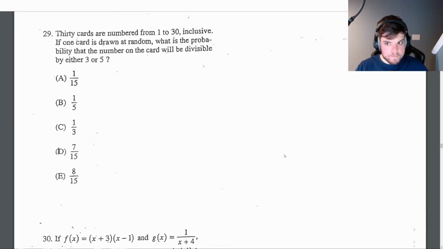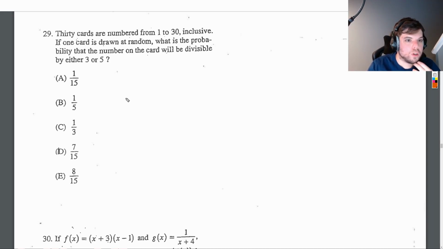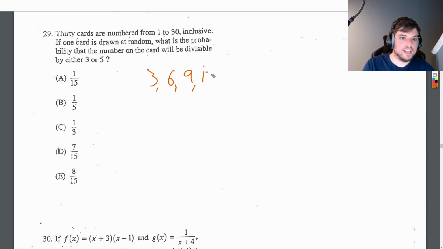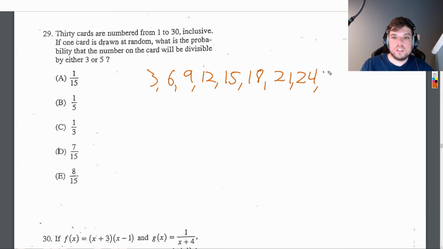29. Okay, so 30 cards are numbered from 1 to 30. If one card is drawn at random, what is the probability that the number on the card will be divisible by either 3 or 5? Okay, let's list out numbers between 1 and 30 that are divisible by 3 or 5. Well, we have 3, 6, 9, 12, by either 3 or 5. So I'm just going with divisible by 3. 3, 6, 9, 12, 15, 18, 21, 24, 27, and 30. So there's 10 numbers here.